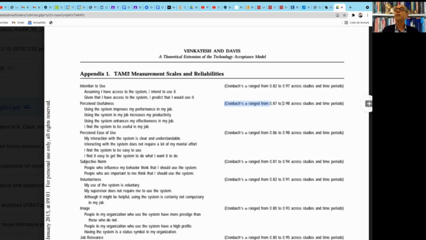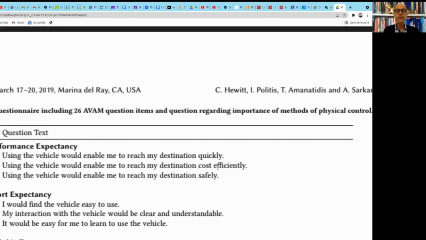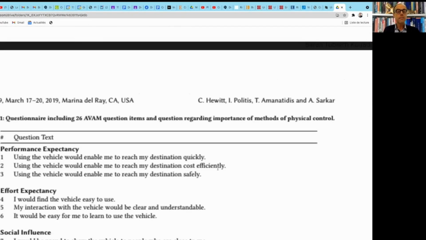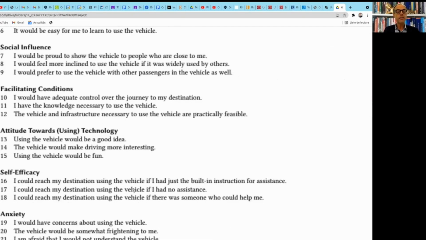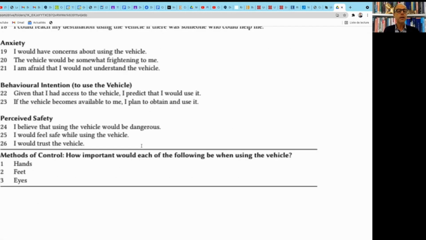This is what you will learn. Once you have collected your data, you will see how you can optimize, because sometimes you will see that the items do not fit. Then you might have to drop some items. But this is what you will see when you're working precisely on your own data, how to optimize the reliability of a concept. Let's take another example that you can find here in the scales: performance expectancy, facilitating conditions, anxiety.